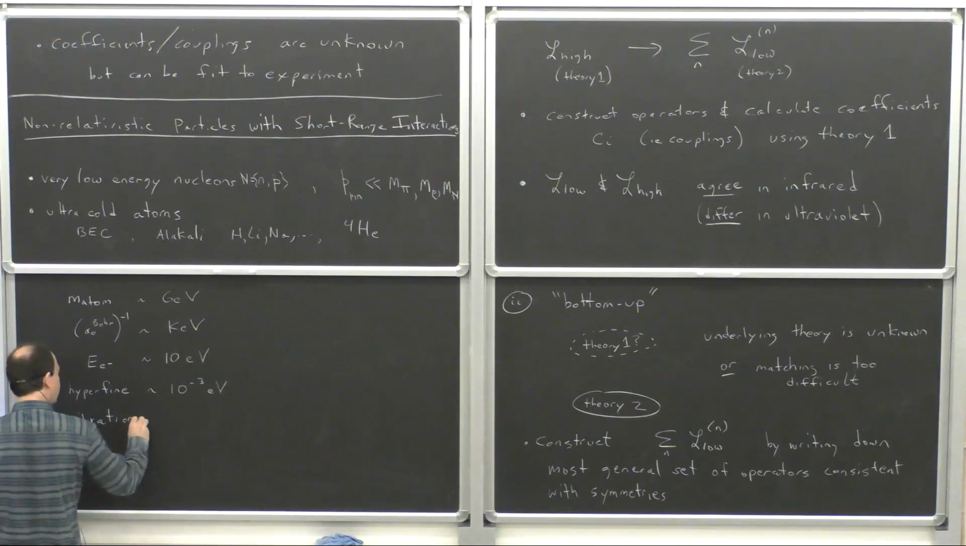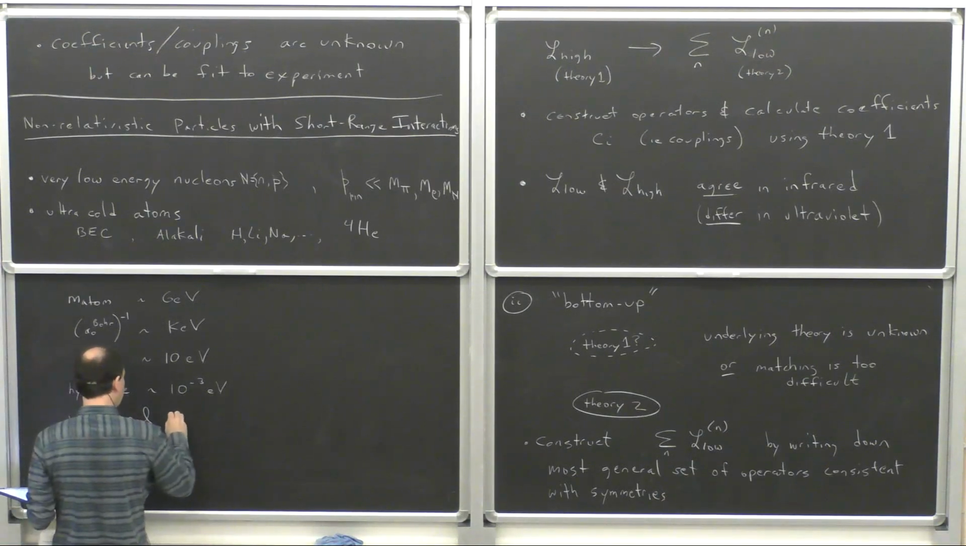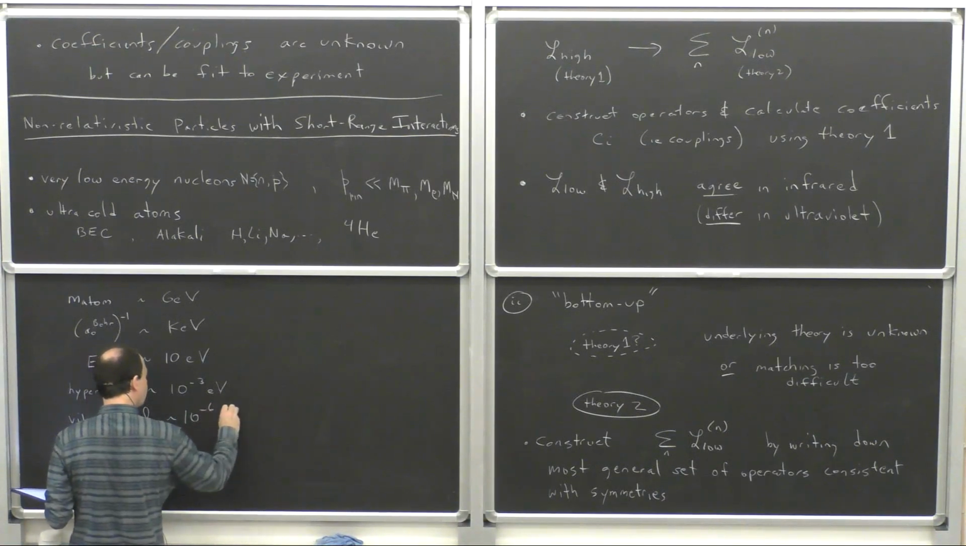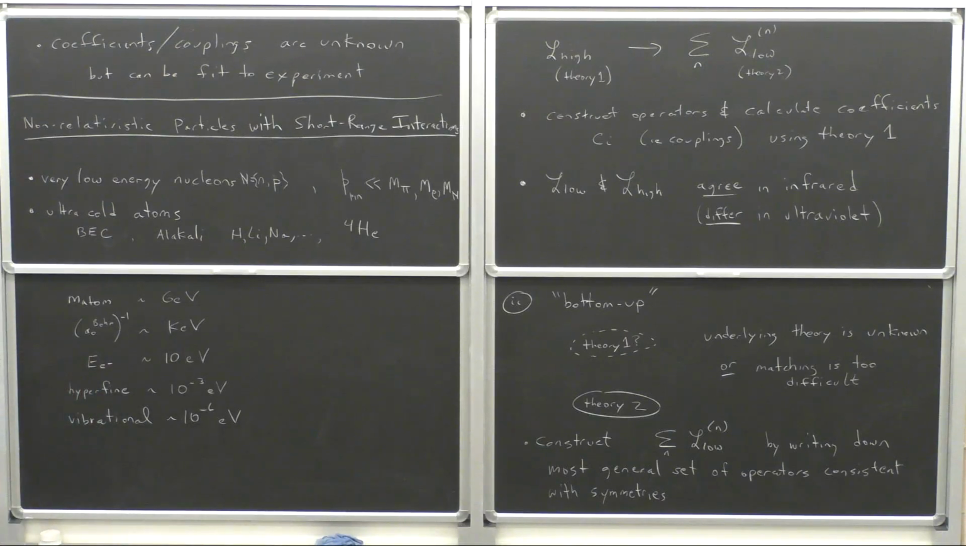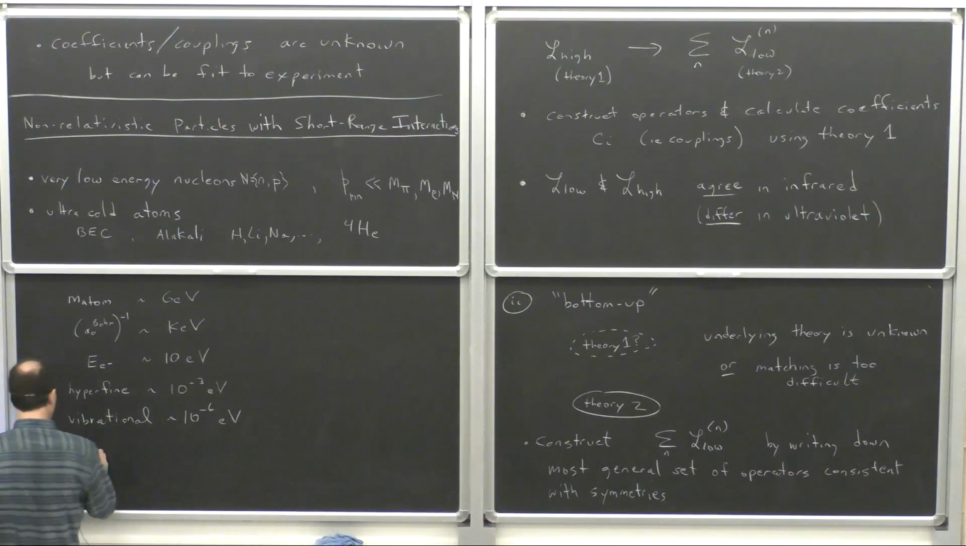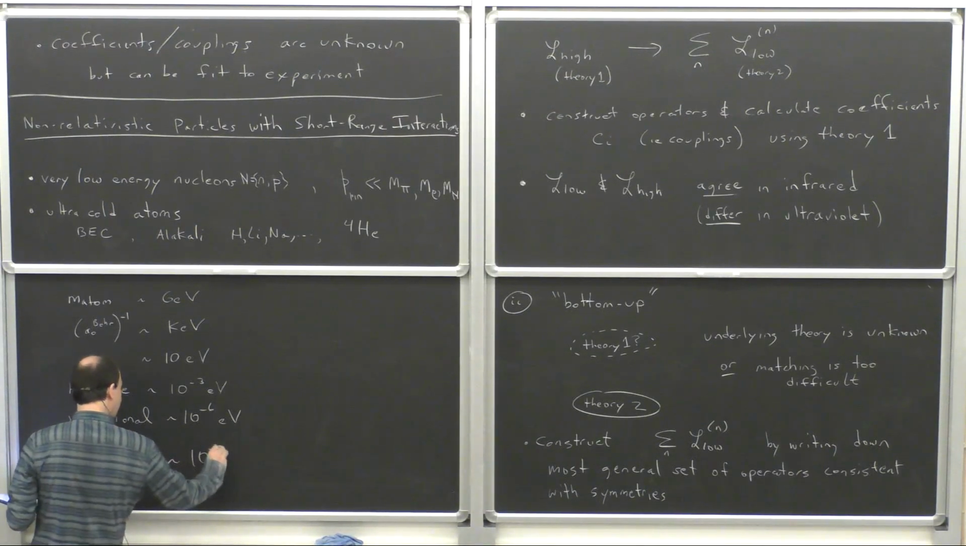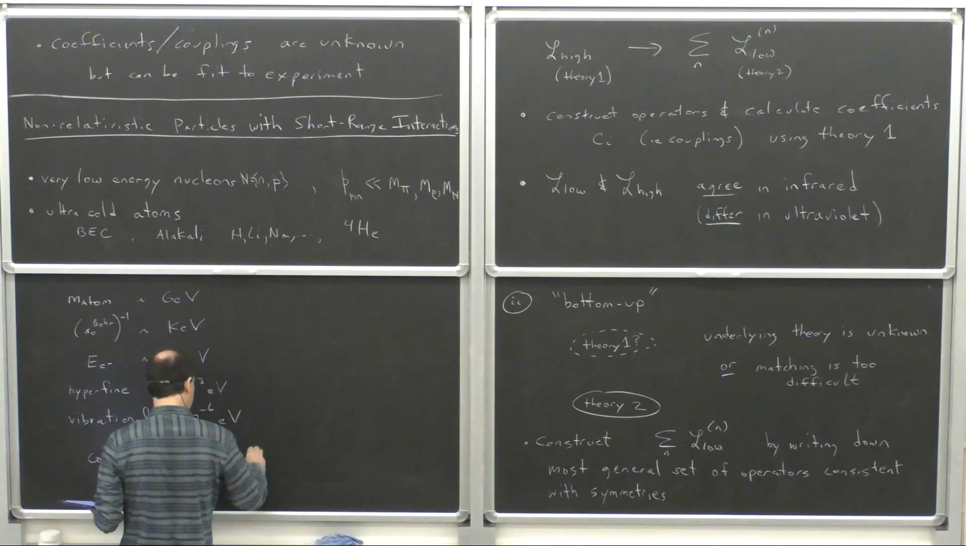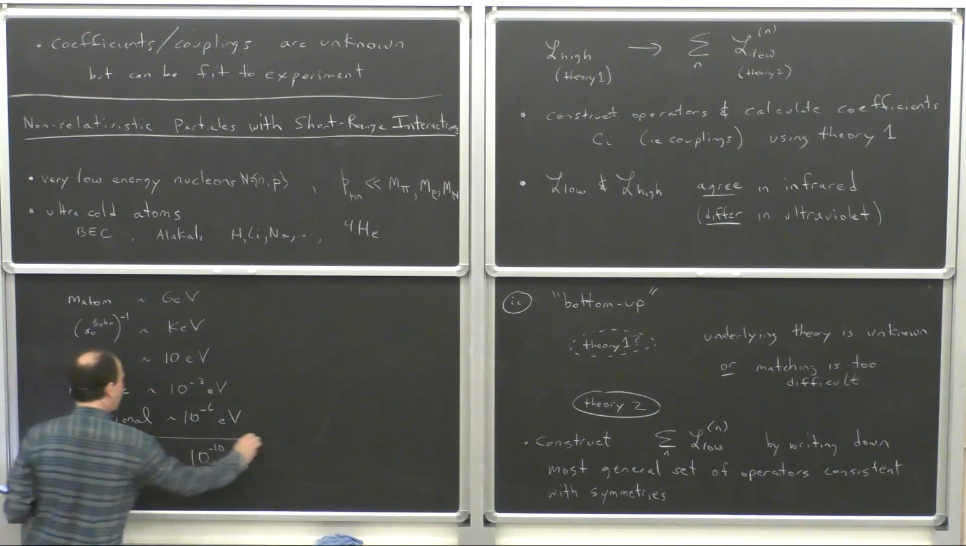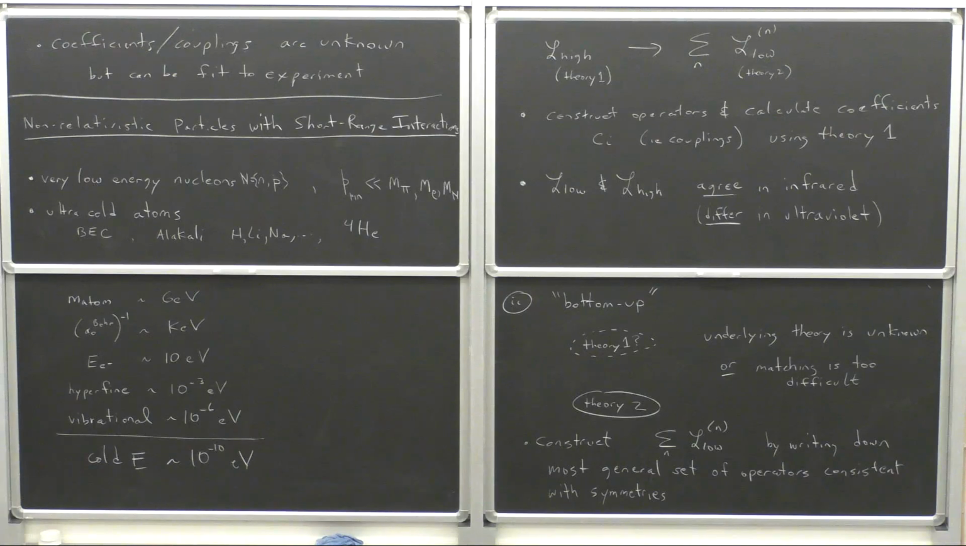There's vibrational interactions in the system. These are coming about because of the van der Waals force, for example. So these are at 10 to the minus 6 eV. Those are integrated out too. And then we get down to some cold energy scale, which might be 10 to the minus 10. Okay, so all these scales up here are high energy scales that are integrated out, and we expand in them.